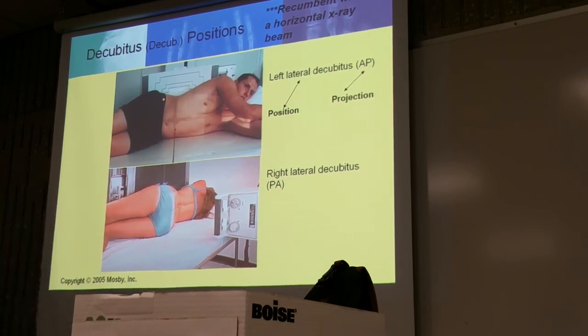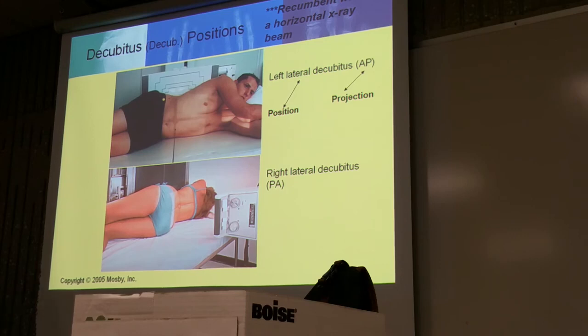What is the position? Left lateral recumbent. Left lateral recumbent position. Now, here's the wrench. I'm not talking about a projection that's going straight down vertically. Now I'm looking at a beam that's horizontal. So what is the projection here? It's an AP projection.